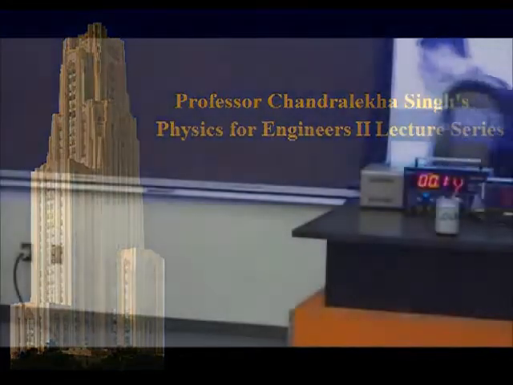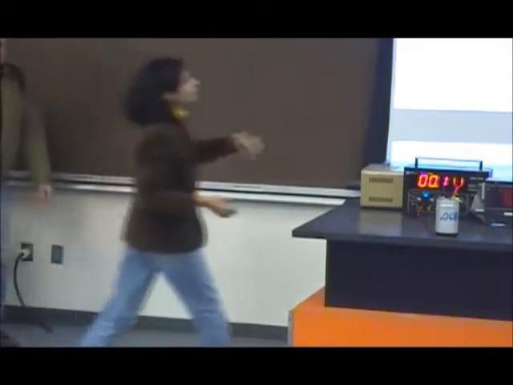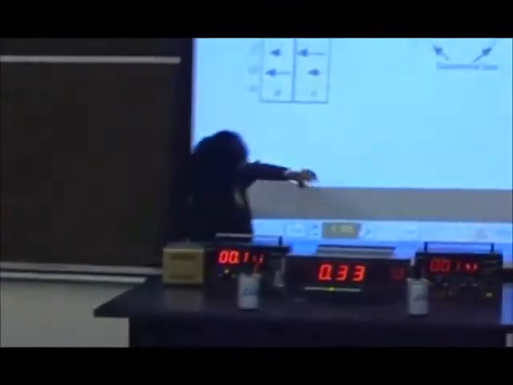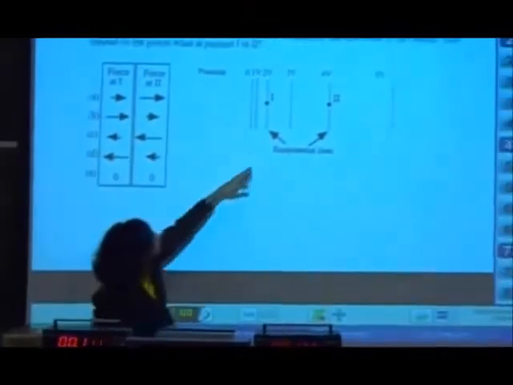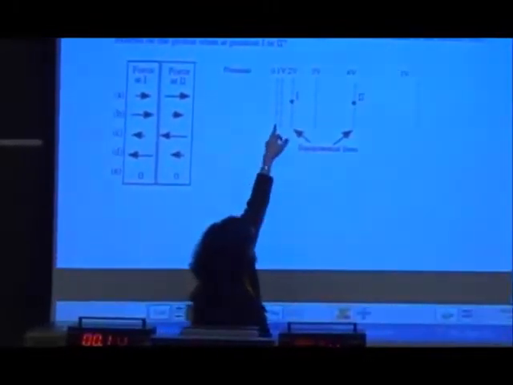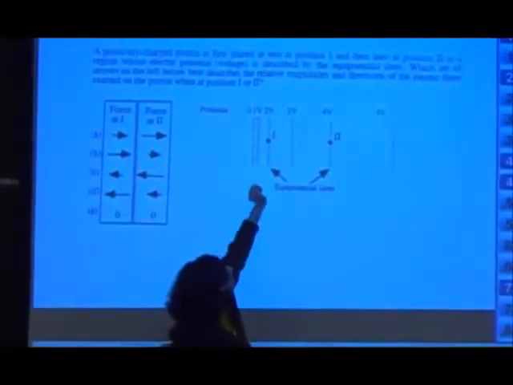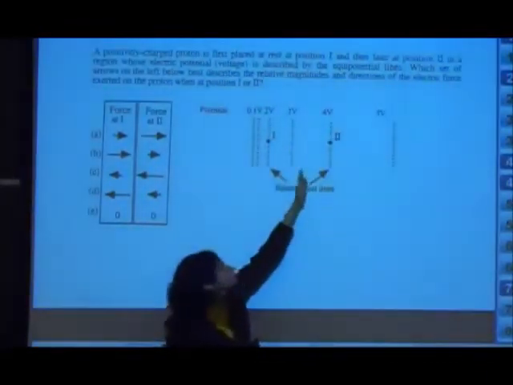So let's get started with some questions here. The first question for you is, a positively charged proton is first placed at rest at position 1 and then later at position 2. So here is position 1, here is position 2, in a region where electrical potential is described like this. Here this is an equipotential line with 0 volts, this is 1 volt, 2 volt, 3 volt, 4 volt.